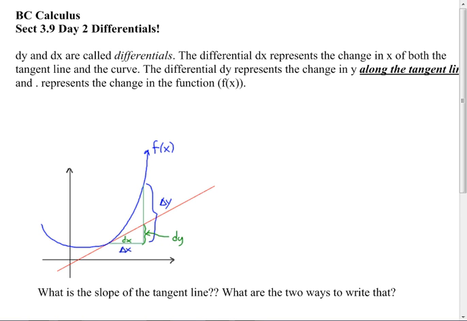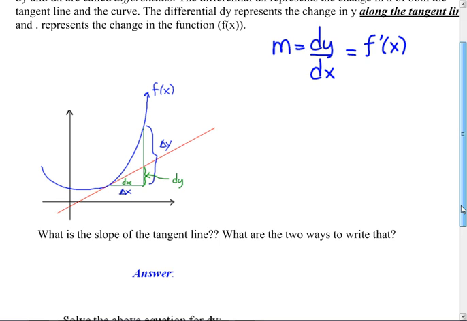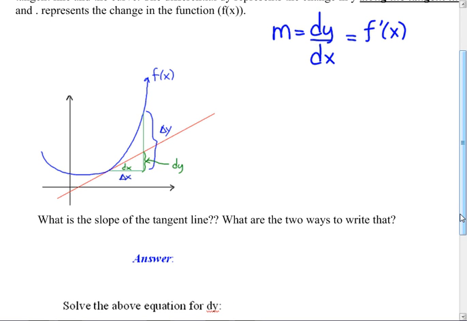So dy and dx are called differentials. If I do this, my slope is dy over dx, right? You can separate that derivative operator. It has another meaning. It's the change in y over the change in x, and that's equal to f prime of x. Okay? So that's my slope there. There's my slope of my tangent line.